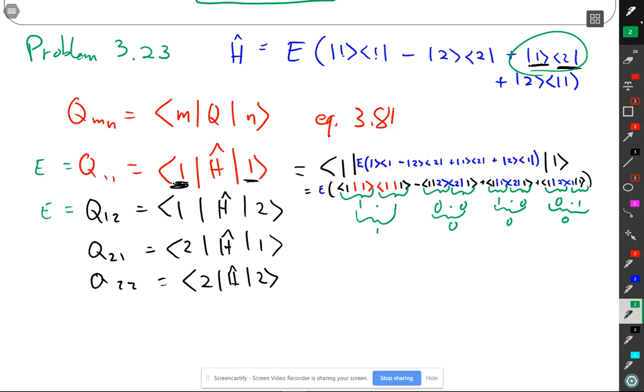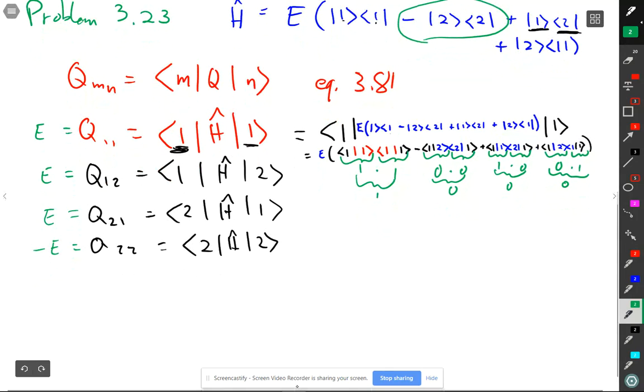So now I'm going to go to Aaron and then finally Chad. So Aaron, what is Q21 going to be? Which term is it going to match with? The last one. Okay. And so that's a plus. So what do I get? E. And Chad, which term is 2, 2 going to match with? The negative or minus 2, 2. Okay. So what do I have for that value? So now I can make my matrix.